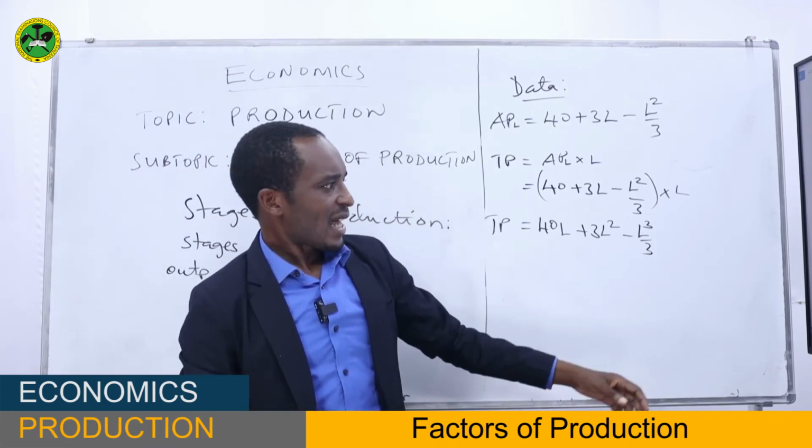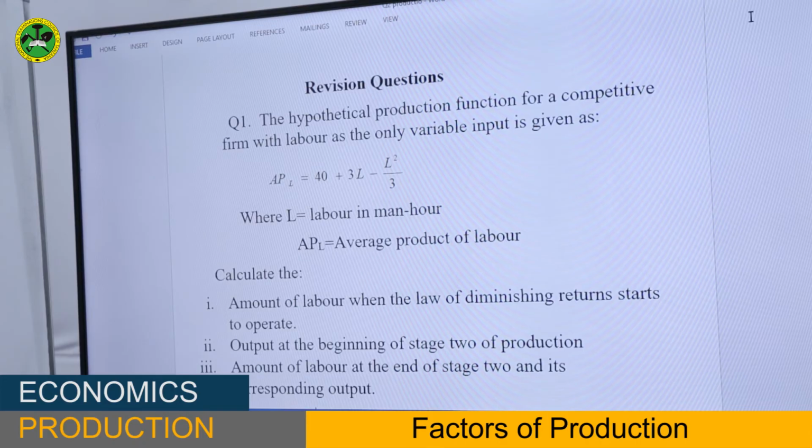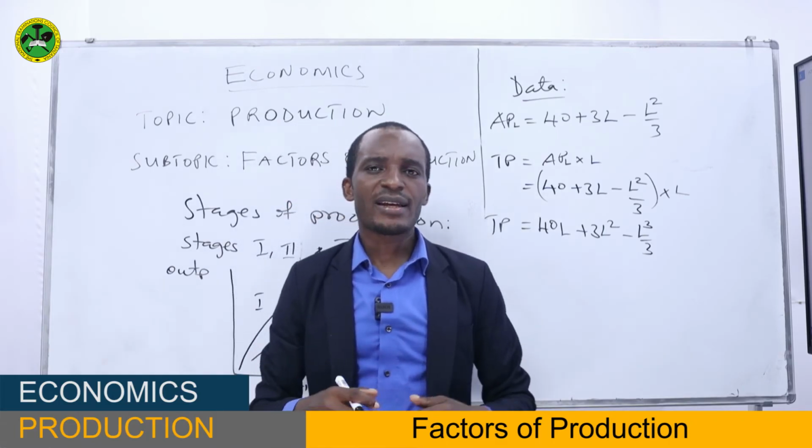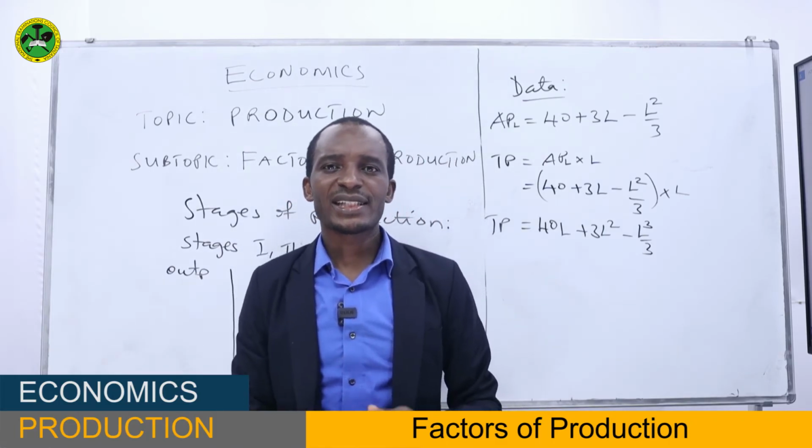Now we are asked to calculate the amount of labor when the law of diminishing returns starts to operate. Now the law of diminishing returns starts to operate when the marginal product is at a maximum.